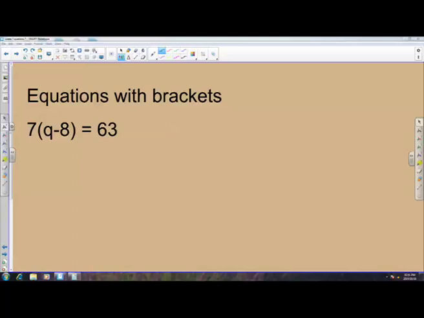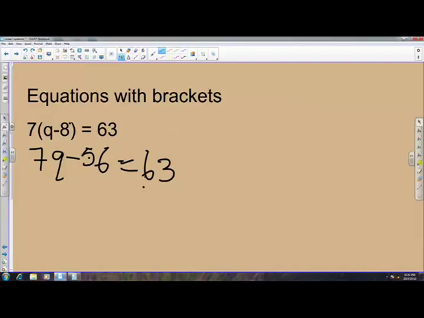Now, we are going to start by removing the brackets in this equation. Let us remember that the number 7 here is multiplying everything inside these brackets. So this simply means 7 times q, it's 7q. 7 times minus 8 is minus 56. You can always use your calculator if you are not sure. 7q minus 56 equals 63.